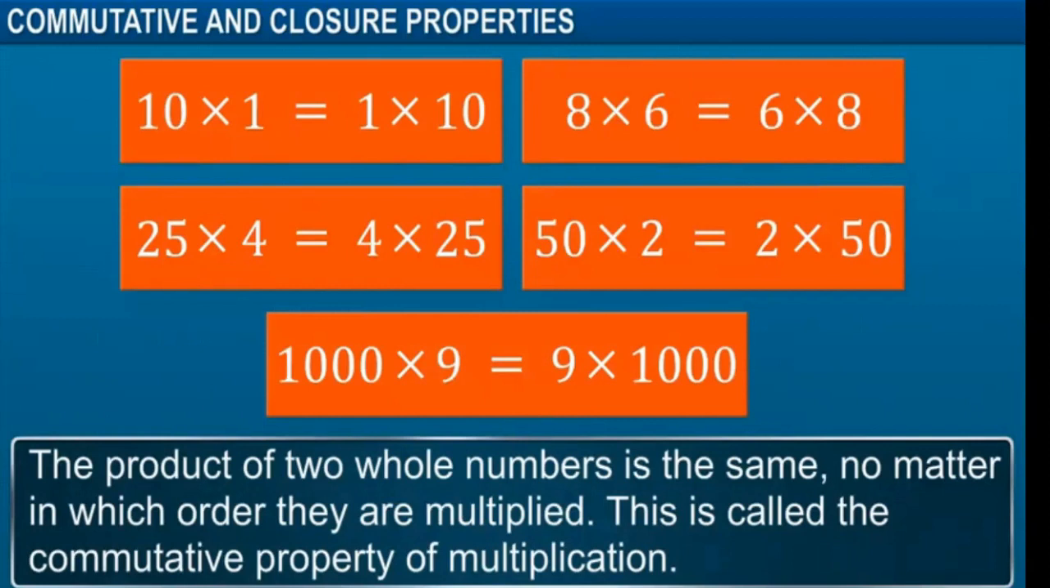Okay, so here commutative property of multiplication. So again 10 into 1 is same as 1 into 10.